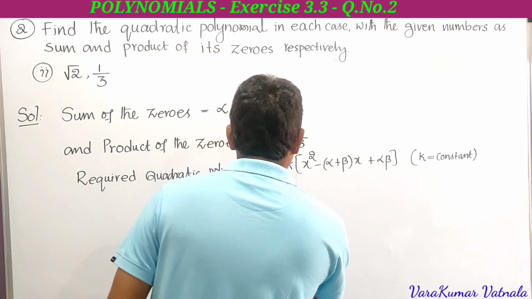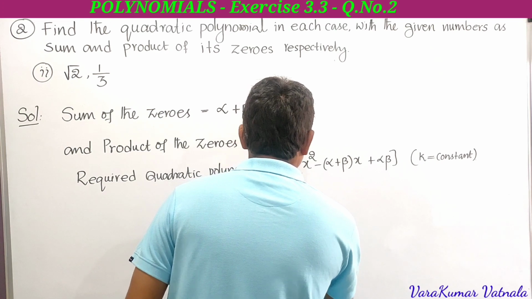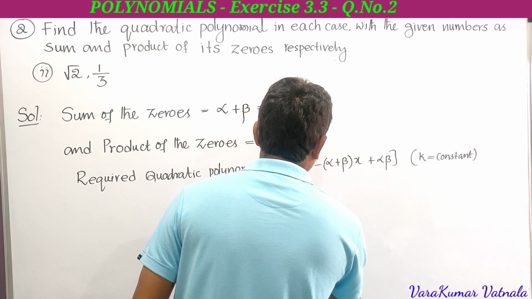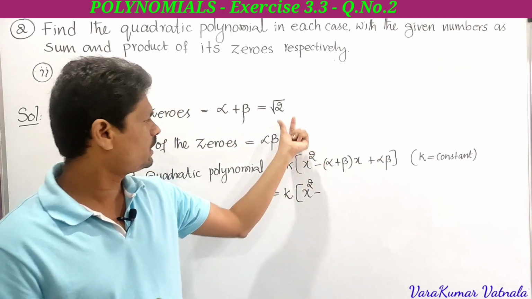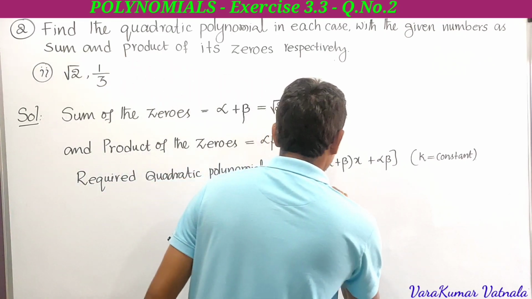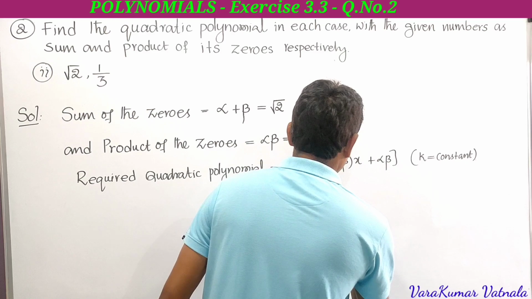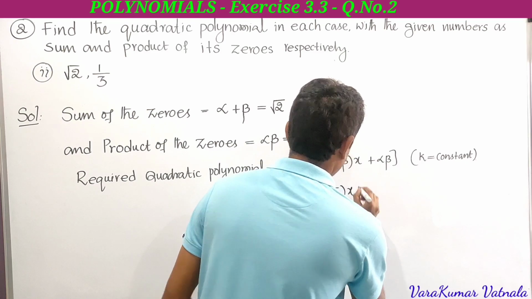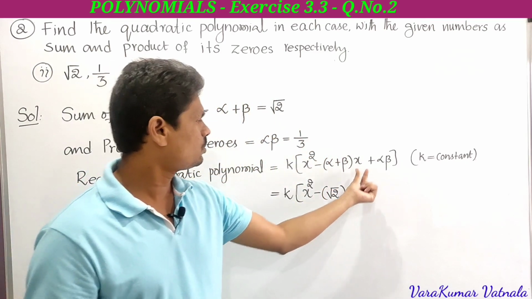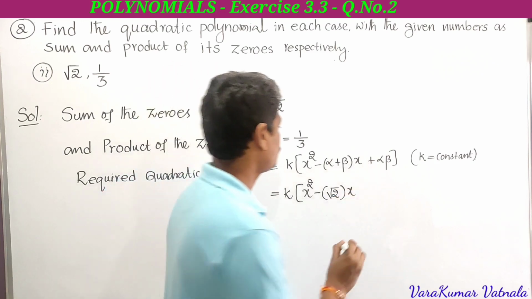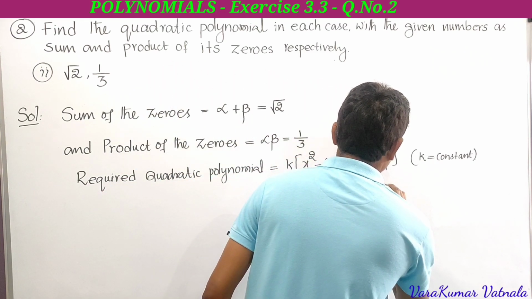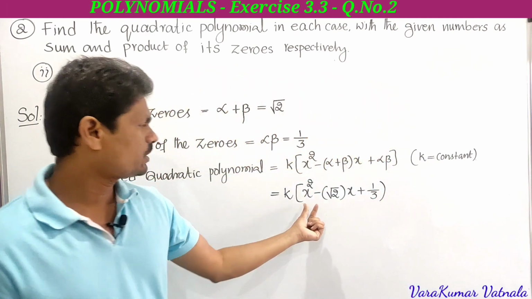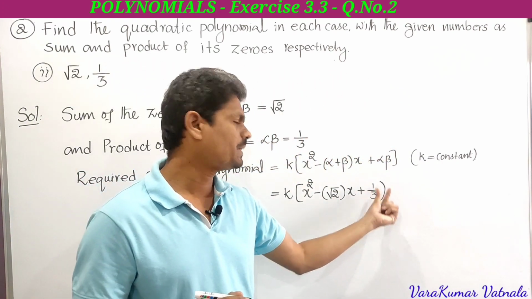See here, write k into x square minus alpha plus beta, which is root 2, so I am writing root 2 into x. Alpha plus beta is root 2 into x plus alpha into beta. Alpha into beta is 1 by 3, so just write 1 by 3. So k into x square minus root 2 into x plus 1 by 3.